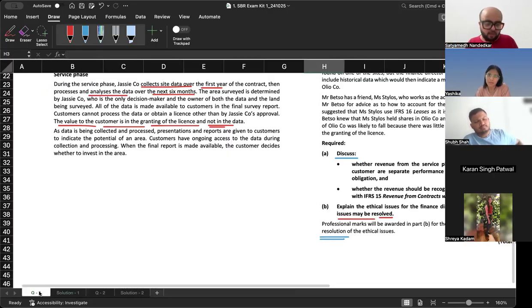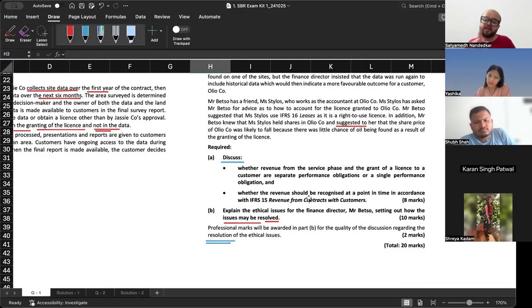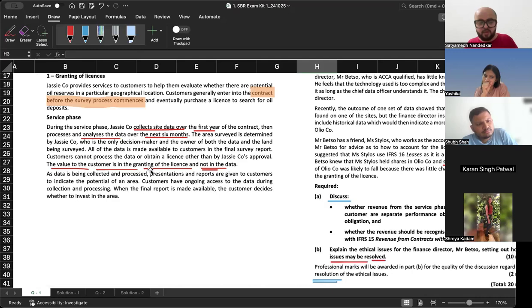which is why the answer to this part, whether the revenue should be recognized at a point in time, is yes, because control effectively, even if you have access to the data, you can view the data, you can view the presentation, just viewing that is not giving you any monetary benefits, right? It is not giving you anything. The real value comes when the license is granted to you. It is written here, the value to the customer is in the granting of the license and not in the data. And that granting of license happens at a point in time when the collection and analysis of data is complete. Then the full data is ready, and only then the license can be granted, which happens at a point in time, not over a period of time.